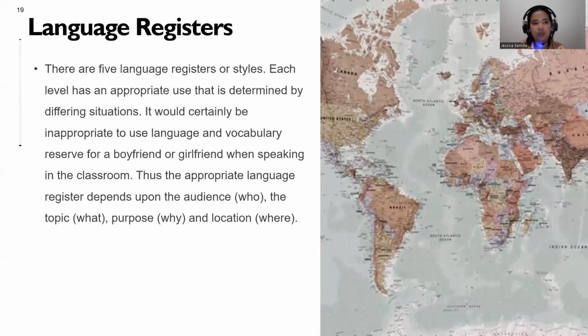So let's move on to language register. There are five language registers or styles. Each level has an appropriate use that is determined by different situations. So again, language registers determine the appropriateness of language in different speaking situations, in terms of what language you are going to use depending on the type of audience you are talking with, the type of topic, the purpose of the speaking communication or speaking context, and the location itself.